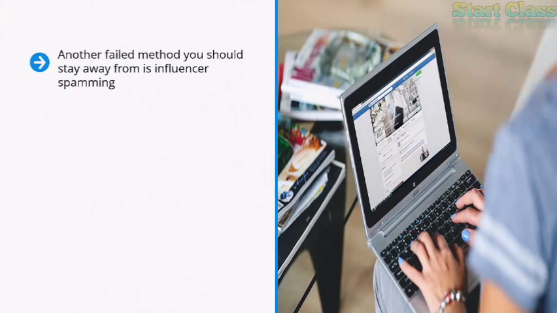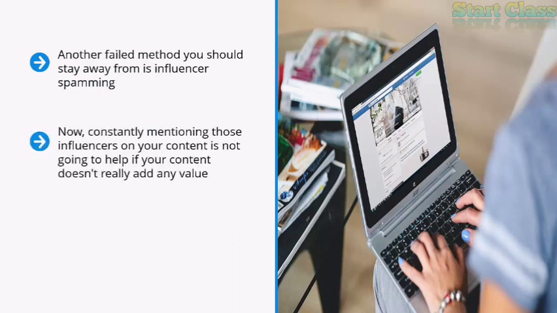Another failed method you should stay away from is influencer spamming. There are many influencers in most all niches. If you want to see this in action, go to Facebook or Twitter. There are many specialized pages and specialized Twitter accounts. Now, constantly mentioning those influencers on your content is not going to help if your content doesn't really add any value. There has to be a reason why you are engaging with these influencers, and drawing their attention is not enough. Getting them to look at your content because you think your content is hot is a lousy idea.